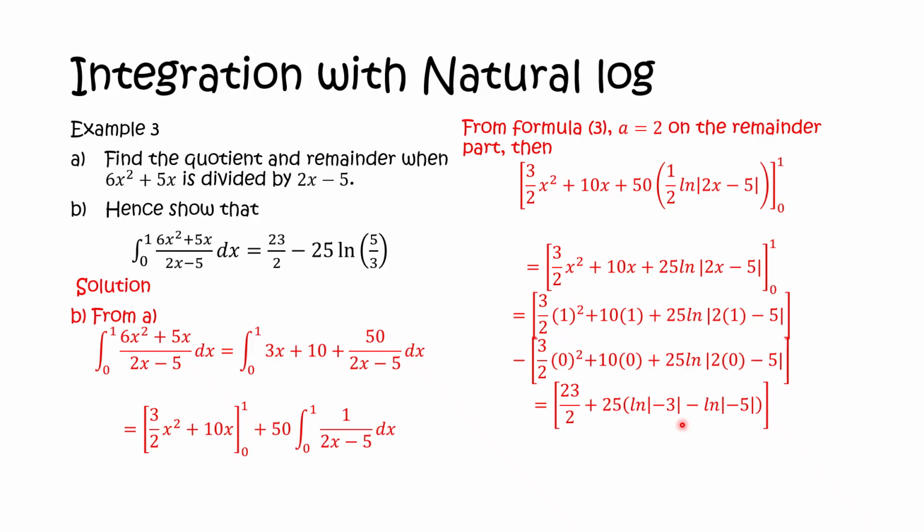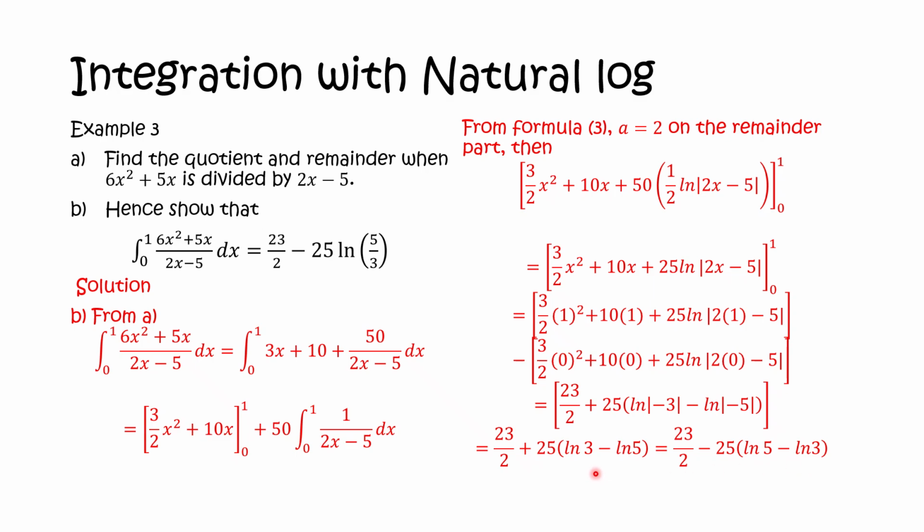So in this case, if we activate the functions, what would happen is we would have the negative 3 turning to a positive 3 and the negative 5 turning into a positive 5. So every other thing remains the same. And moving on, we factor out the negative from the curved parentheses or brackets so that we have 23 over 2 minus 25 times natural log of 5 minus natural log of 3.